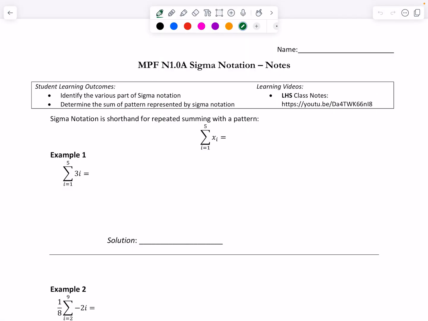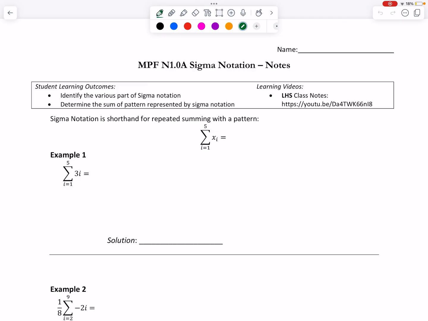Okay, so we're kind of switching gears. We're doing a new topic, starting with these notes. And the first thing we need to do is kind of like a prequel. It's something you need to know before we can really use it in the next set of notes. So today, this lesson is just about sigma notation.